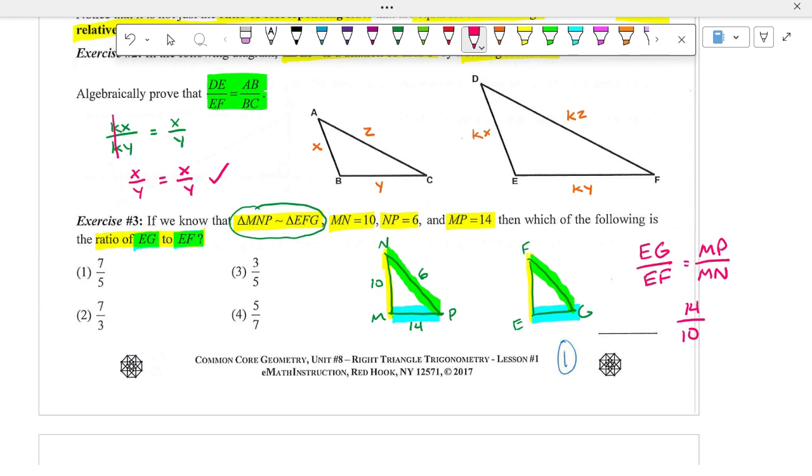Because we know that those two ratios would be equal because they're similar, even though we don't know what the side lengths of EFG are. So what is 14 over 10 simplified down to? 7 over 5. So your answer is 1. Does that make sense to you guys? Using those corresponding sides? And again, the corresponding sides, you just got to look at how it's named. So MN, EF, NP, FG, PM, GE. You just got to look at how it's named.